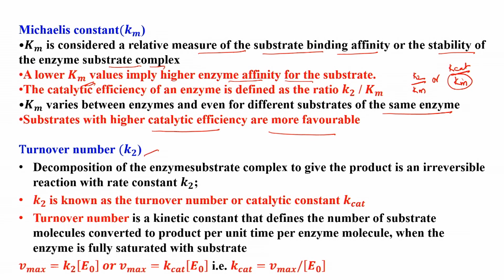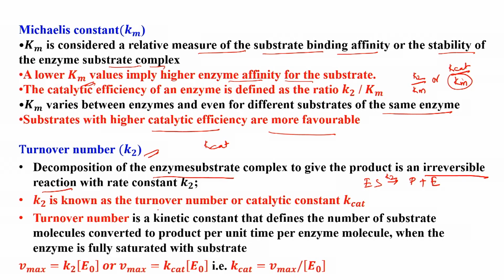Now, another kinetic parameter, K2, or K catalytic, the catalytic constant. This is the second step, the decomposition of the enzyme substrate complex to give the product plus enzyme, and this is an irreversible reaction with a rate constant of K2.